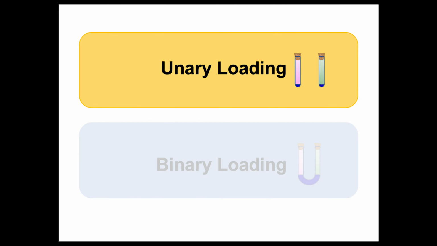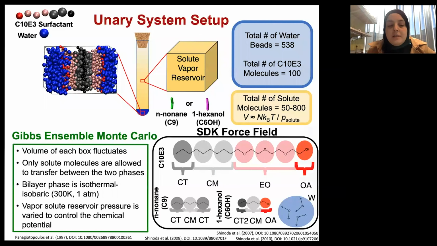So how did we set up the simulations to look at one solute uptake? We did this using Gibbs ensemble Monte Carlo simulations. We had a system with two thermodynamically connected boxes. One box had the surfactant bilayer with the water beads, and the other box had the vapor of the solute of interest. So this is kind of like emulating the test tube that you can see. Imagine our mesophase being in the bottom of the test tube, and then our vapor phase in the top.